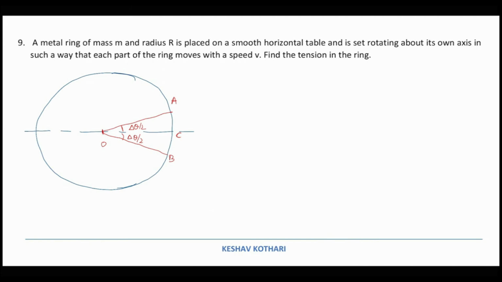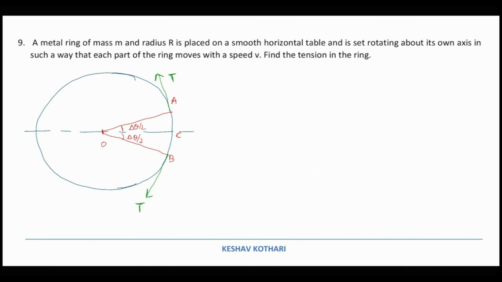Now on being rotated, some tension will be generated in the ring. So at A we draw the tangential value of tension like this, and at B I draw the value of tension like this. Apart from the tensional force, the weight of the ring and the normal reaction force by the table are also acting on the ring while it is rotating on a smooth horizontal table.